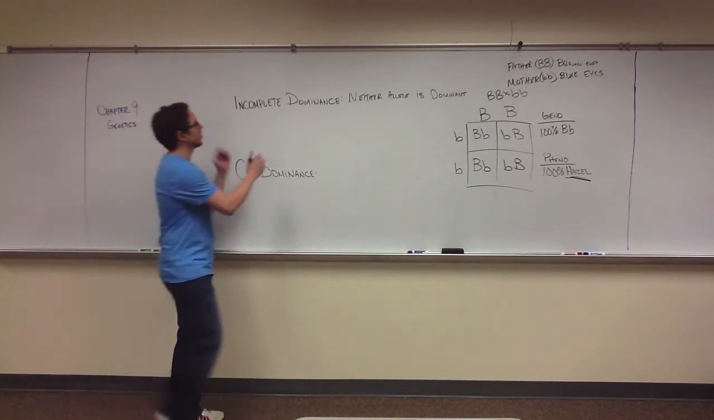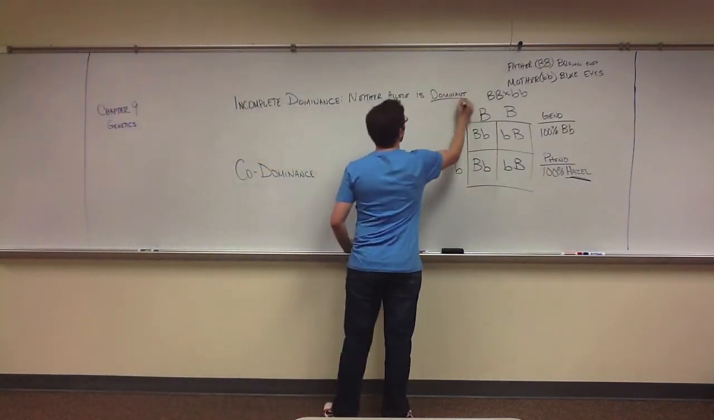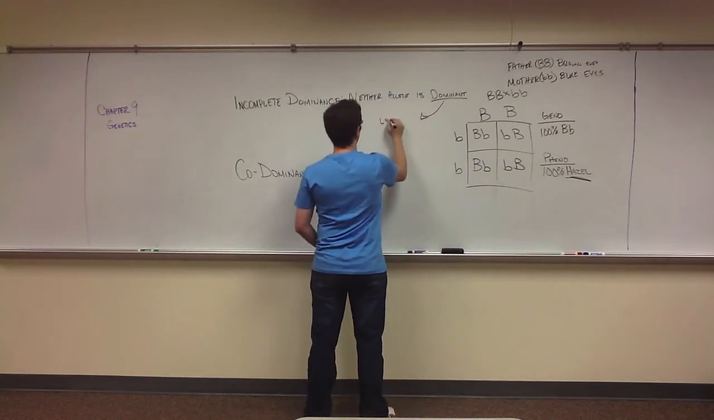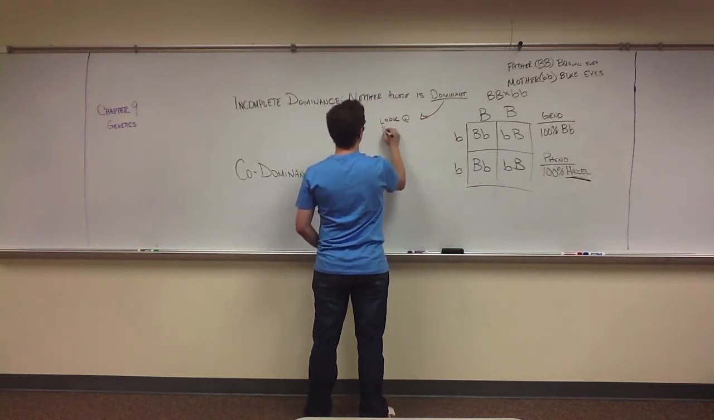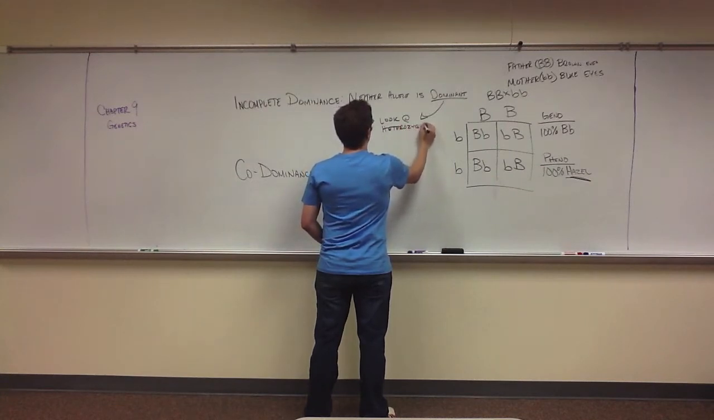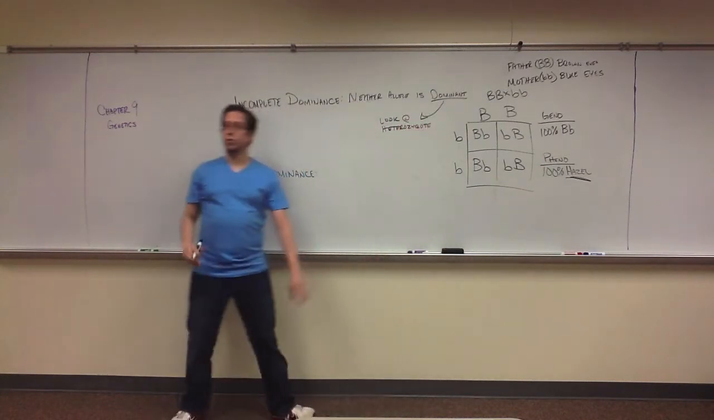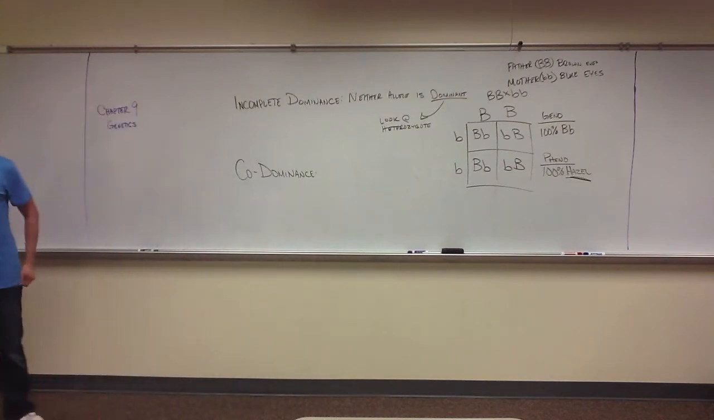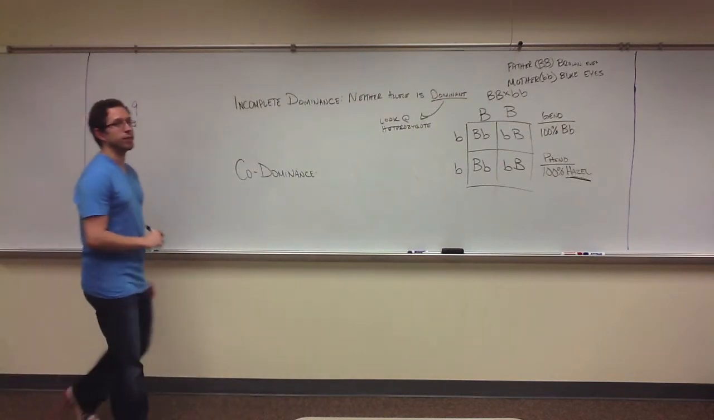So to determine if something's incomplete dominance, you're going to have to look at the heterozygote. The homozygotes won't tell you one way or another. You have to look at the heterozygote to determine if it is incomplete dominant.